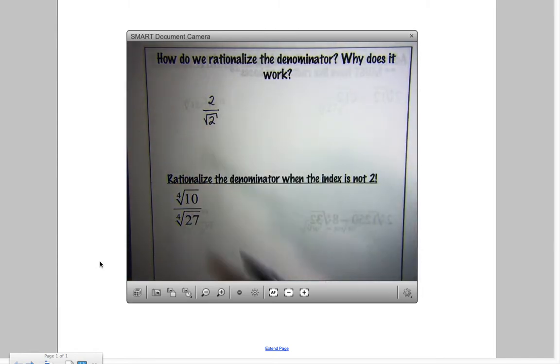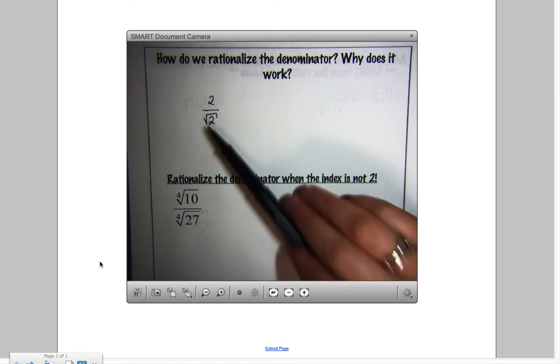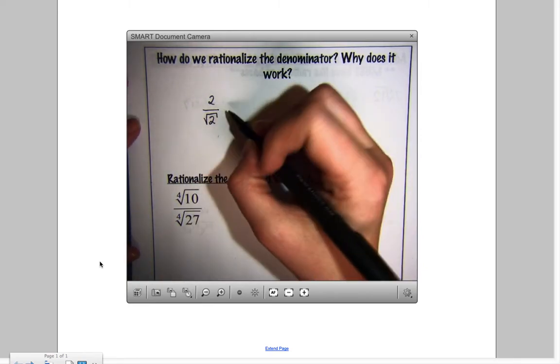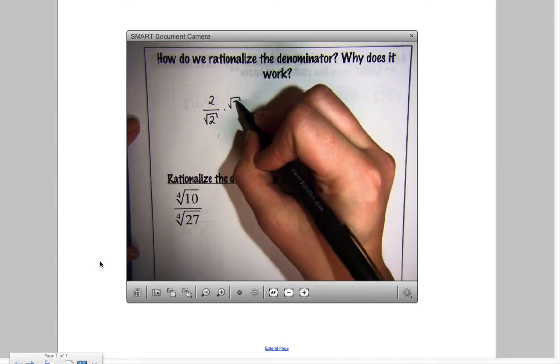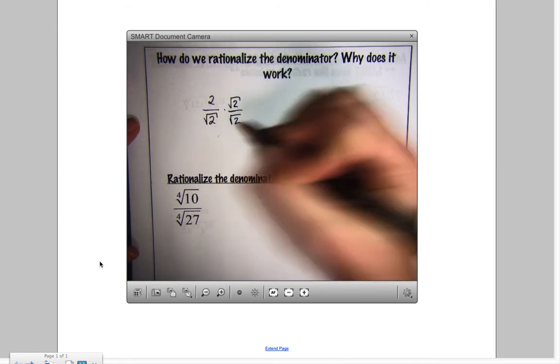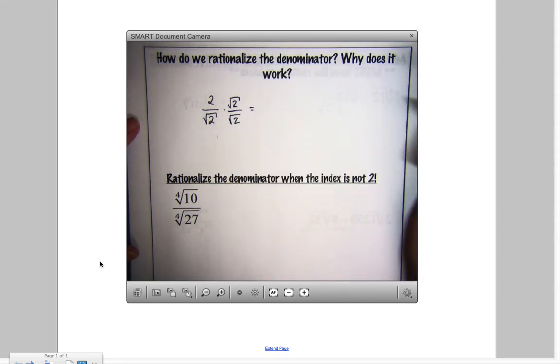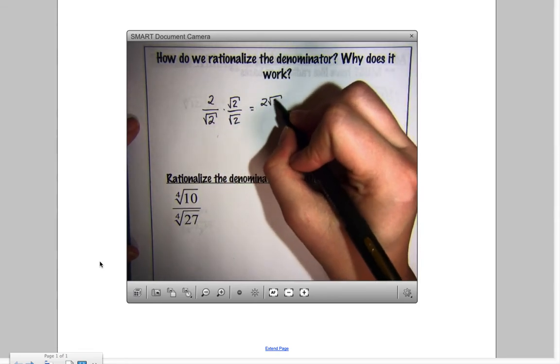We rationalize the denominator when we have a square root in the denominator. We say that it's not proper to leave it that way, so we rationalize it by getting rid of the radical. The way we do this is we multiply by that radical top and bottom, because that's 1. And when you multiply fractions, you multiply straight across. So you have 2 radical 2.